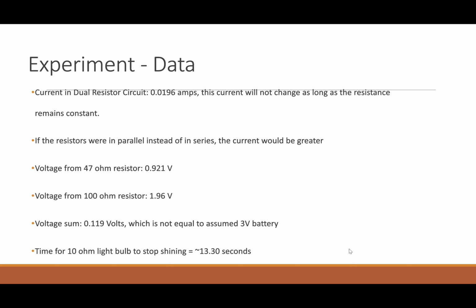Experimental data. Current in the dual resistor circuit was 0.0196 amps. This current will not change as long as the resistance remains constant. If the resistors were in parallel instead of in series, this current would be greater. Voltage from the 47 ohm resistor was 0.921 volts. Voltage from the 100 ohm resistor was 1.96 volts. The voltage sum was 0.119 volts, which is not equal to our assumed 3 volt battery. Time for a 10 ohm light bulb to stop shining was 13.3 seconds.